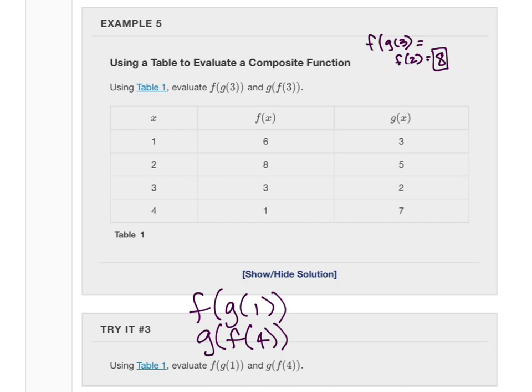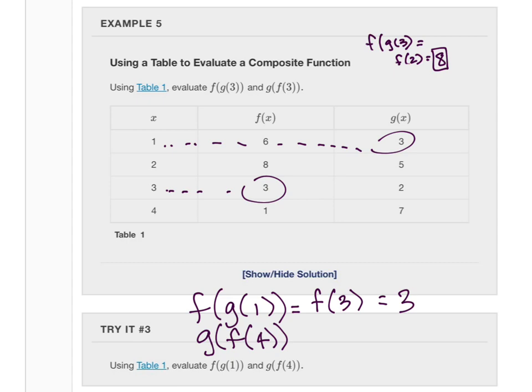So on the first one, what are you going to do first? Find g of 1. So on your table, you're looking where x is 1. What is g? 3. So f of g of 1 actually equals f of 3. Because you evaluated g of 1, you found that that number is 3. So f of 3 now, so I find my x value, and I read my f column. F of 3 is 3.